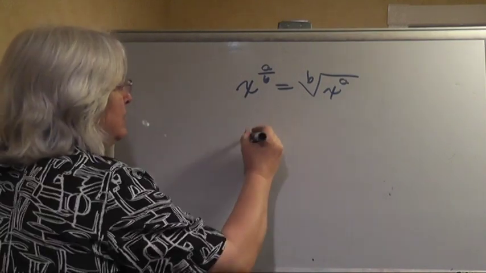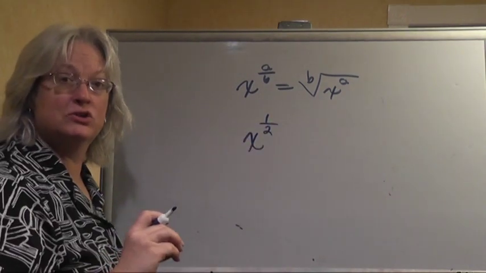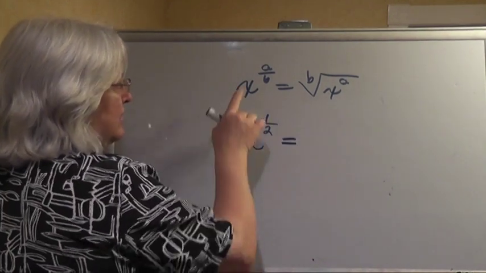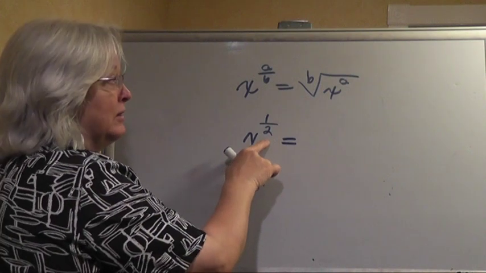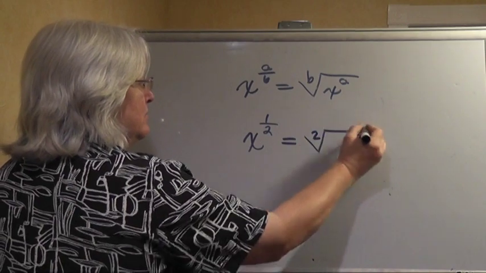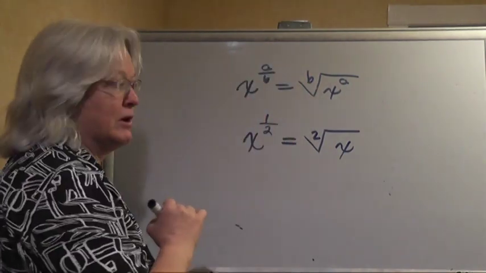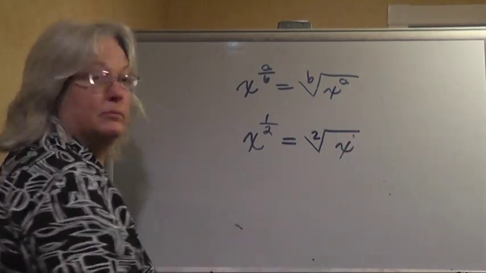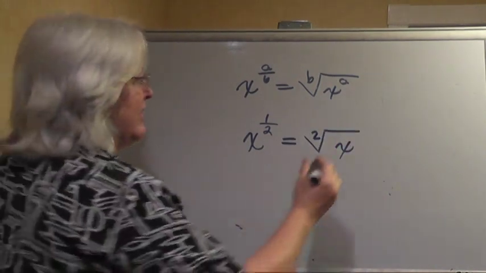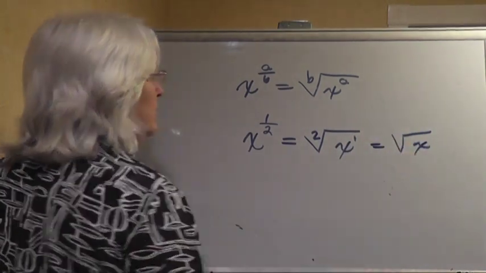Let me show you. X to the 1/2. We just barely touched on these now, but we'll be using them more this week. Okay, the denominator right here is the index. So this is 2, your radical sign, x to the a. The a is the numerator. X to the 1, or x. So x to the 1/2, they're really just talking about the square root of x. It's just a different way of writing it.